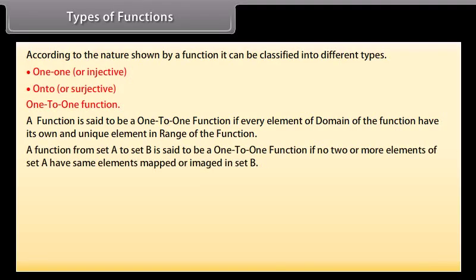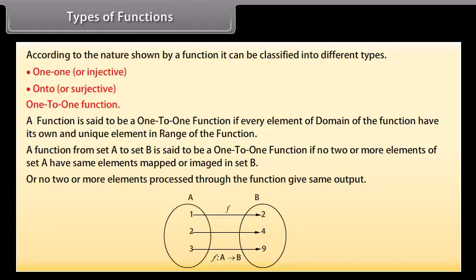A function from set A to set B is said to be a 1-to-1 function if no two or more elements of set A have same elements mapped or imaged in set B, or no two or more elements processed through the function give same output.